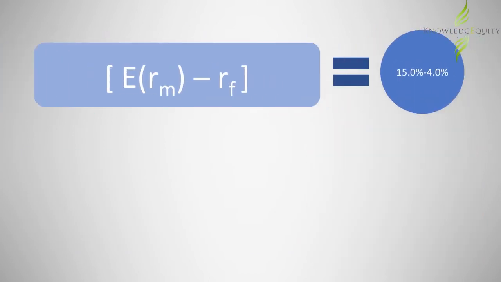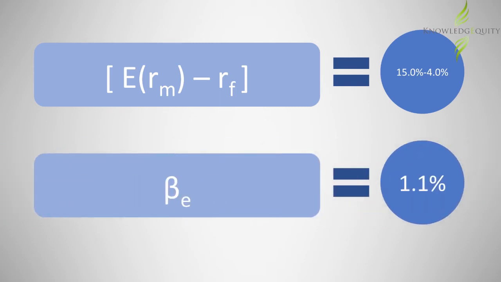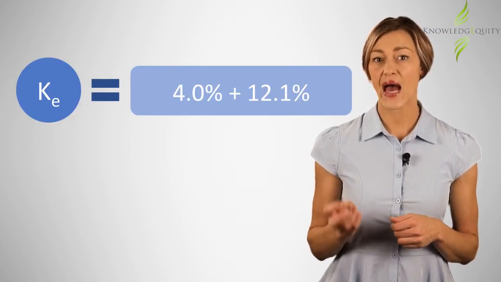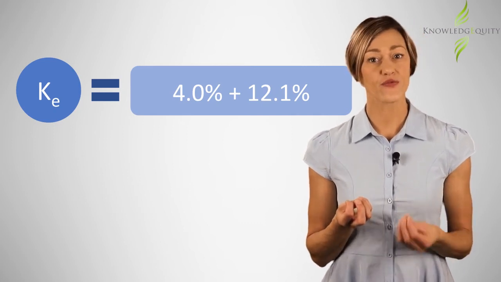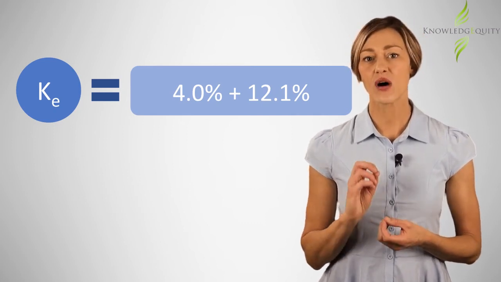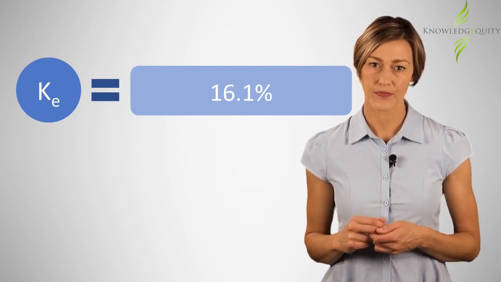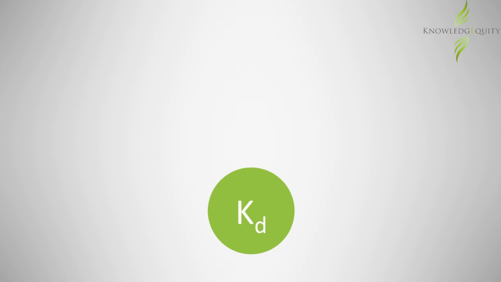So let's assume that the risk-free rate is 4%, the expected market return is 15%, and the systematic risk of a security is 1.1. We can firstly calculate the expected market risk premium. Next, we can calculate the overall risk premium. We can now add the risk premium to the risk-free return to calculate the cost of equity capital, which is 16.1%.